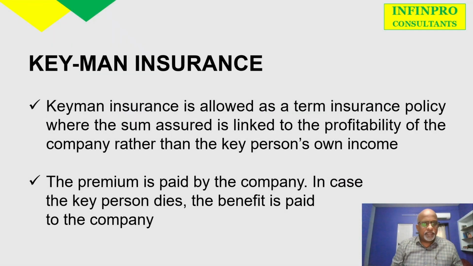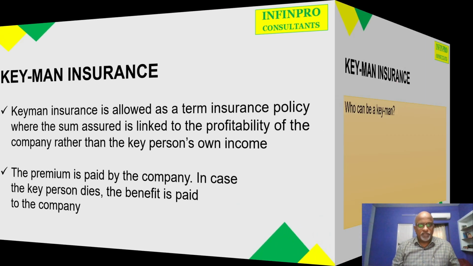A term plan is taken as a key man insurance policy, and a sum assured linked to the term plan will cover the key man. In case of any uncertain death, the firm or the organization will get the fixed monetary benefit, which is the sum assured. The premium is paid by the company, and in case the key man dies, the benefit is paid to the company by the insurer.